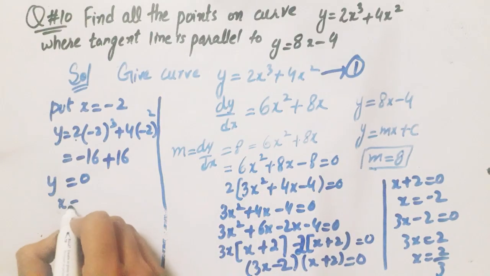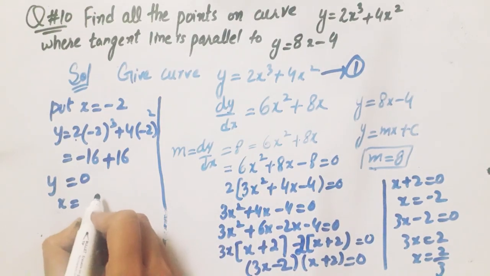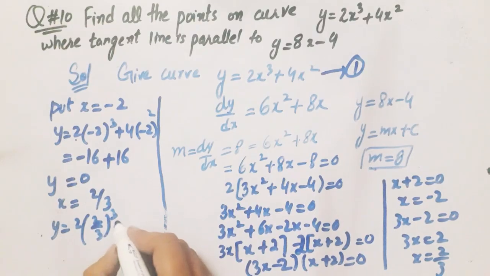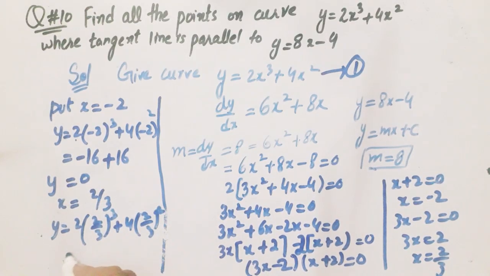So now put the value of x is equal to 2 by 3. So y is equal to 2 into (2 by 3) cube plus 4 into (2 by 3) square. You will get, by simplifying this, 2 cube is 8, 8 into 2 is 16 by 27 because 3 cube is 27, plus 2 square is 4, 4 into 4 is 16 and 3 square is 9.